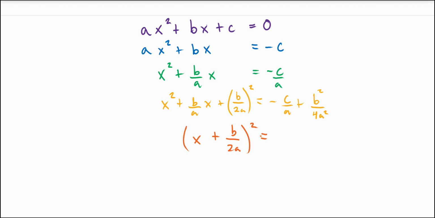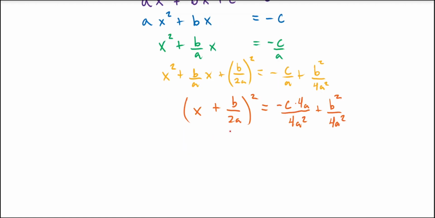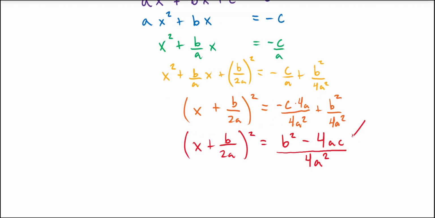On the left-hand side, we now know this factors as a perfect square. And on the right-hand side, we could combine these two fractions by multiplying on the top and bottom by 4a in order to achieve like bases. Let's clean up this fraction expression, and perhaps certain features of the quadratic equation are already being revealed.